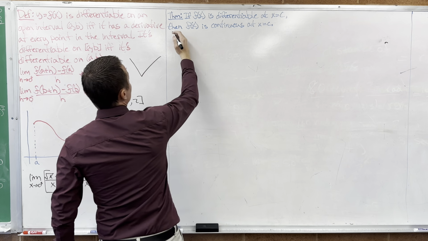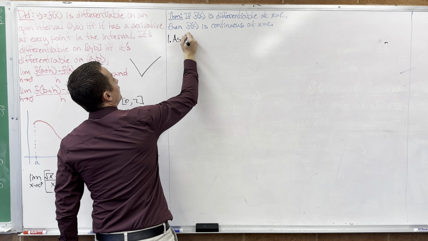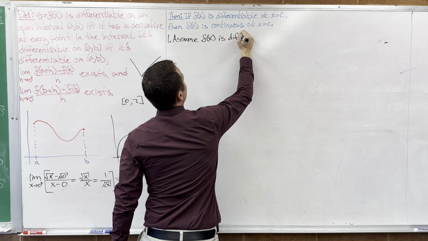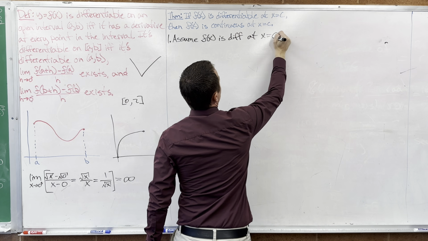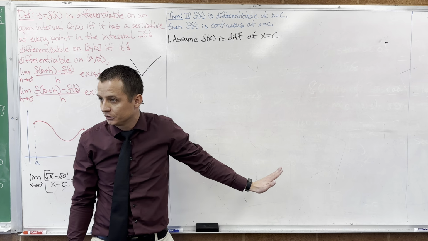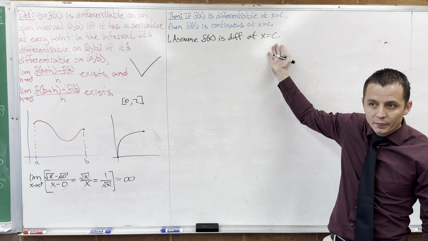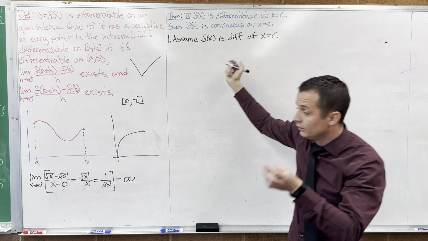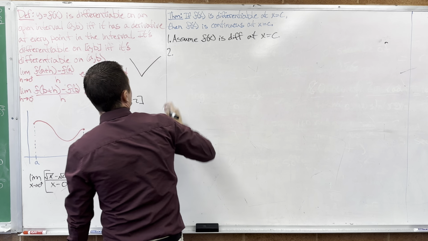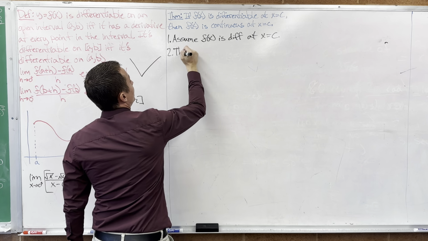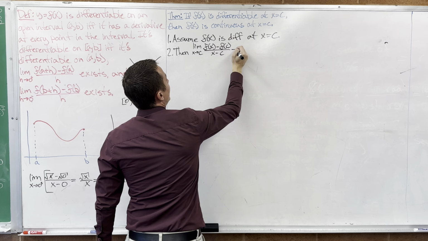Okay. So what do we assume? Assume f of x is differentiable at x equal to c. And I'm going to show that if that's true, then it must be continuous at x equal to c. Let's write some scratch work to the side. What does it mean for f of x to be differentiable at c? That means that we can calculate the derivative and get a number. So that means the limit as x approaches c of f of x minus f of c, all over x minus c, has to equal something.